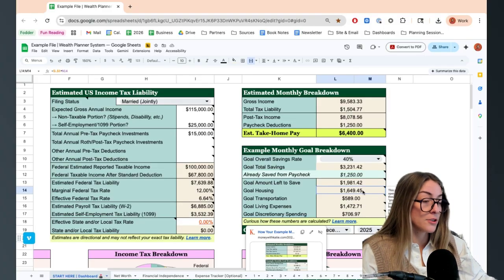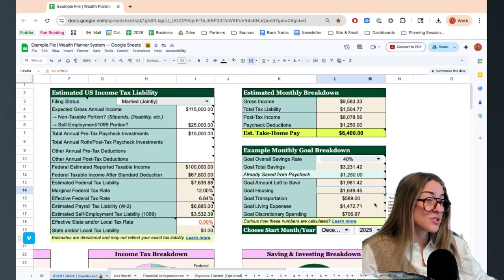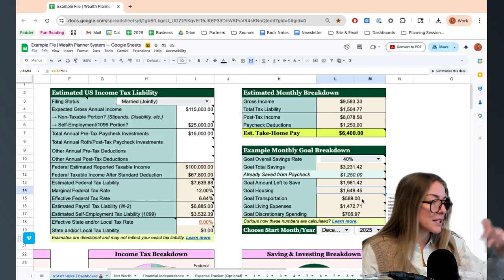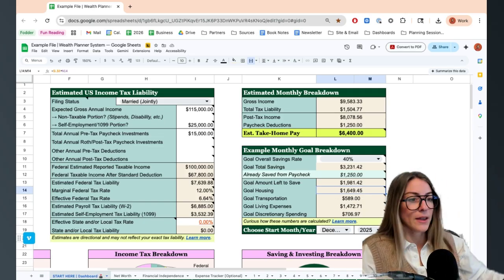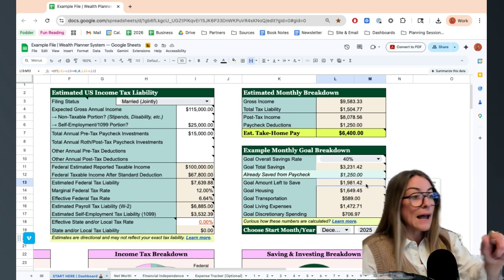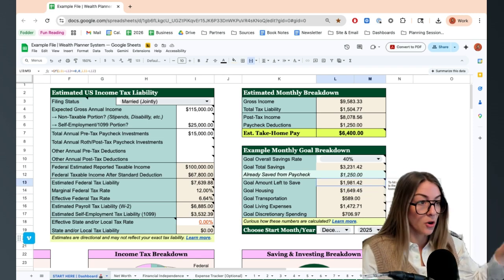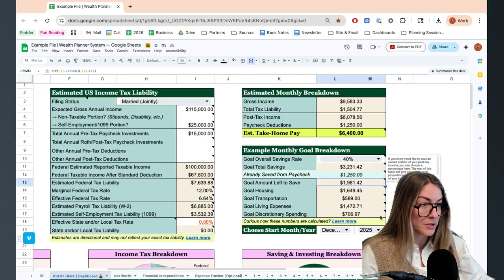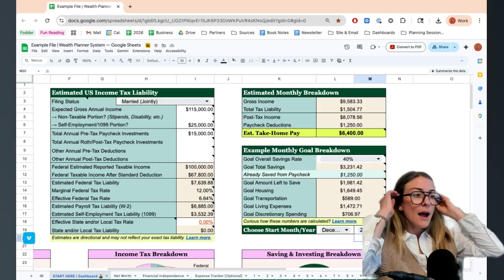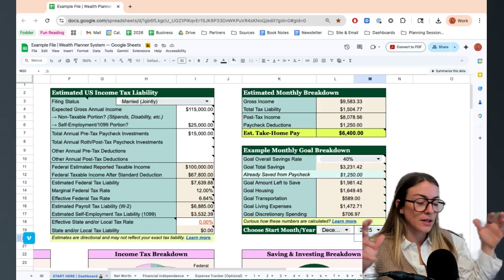So you'll see 400 got taken off housing, about 200-ish got taken off transportation, so on and so forth, and it gets reallocated to the savings, where, okay, now 1900 of what's coming home needs to be saved if you want to hit a 40% savings rate. So I always think that this is a good place to start. It's going to give you the big picture.